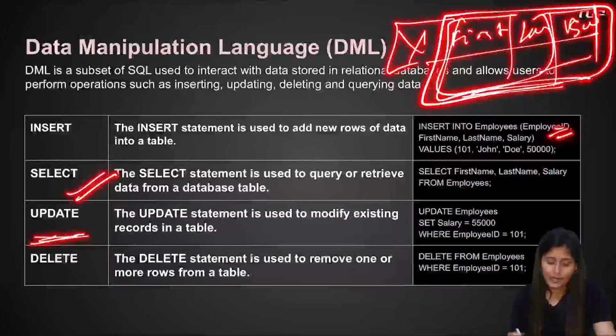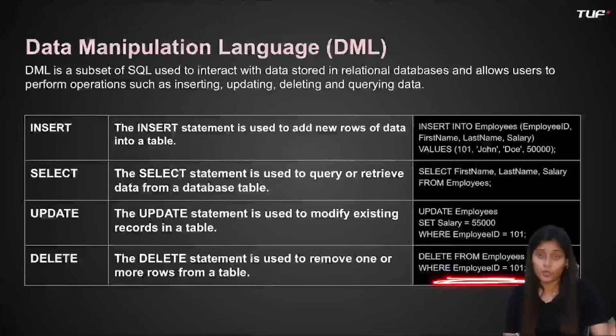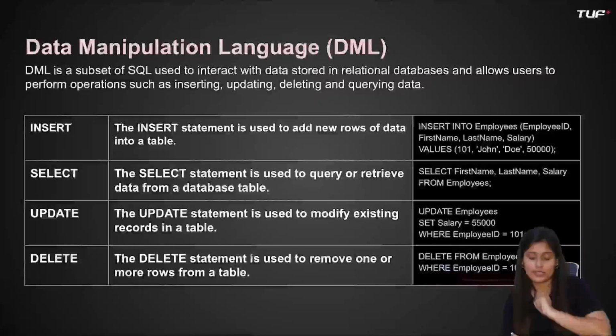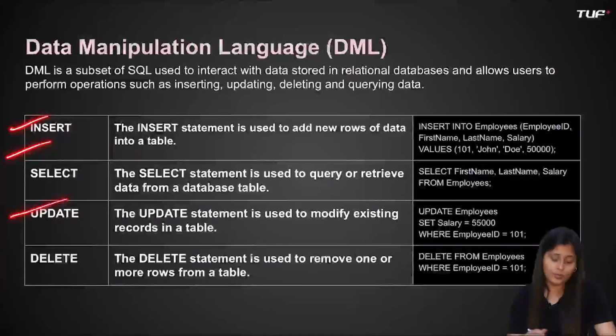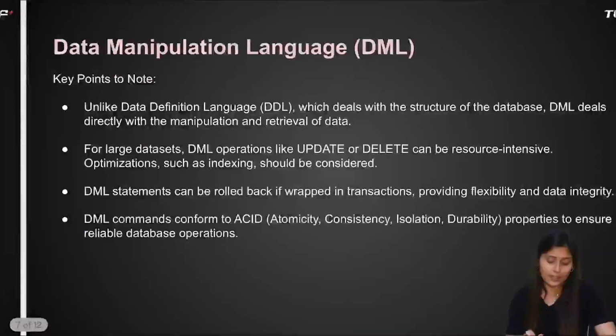Then we have the update command. Let's suppose in the employee table we have a salary. For employee ID 101, if we have some salary, let's suppose 30 or 40,000, now we can update and set the salary to the newer salary, which is 55,000. Then we can have the delete command. Basically we can delete one row whose employee ID is this, or we can delete a number of rows also in a collection. So in all this data manipulation language, we are basically playing with the records inside the table, right?